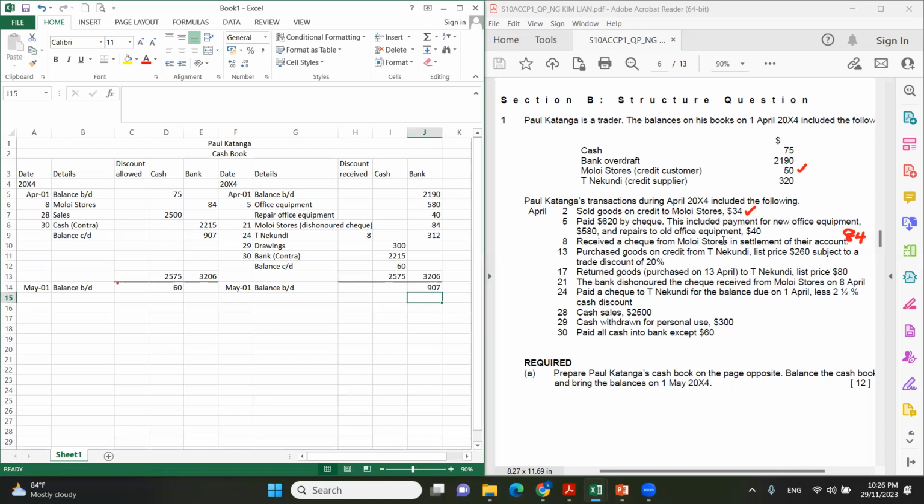Always remember, when you do the cash book, try to stand from the cash book point of view, whether you are receiving or you are giving out. When you receive, debit. When you're giving out, credit. So take notes about the entry. Stand from the cash flow point of view to do the transaction.